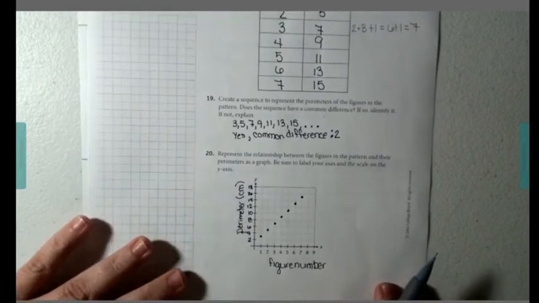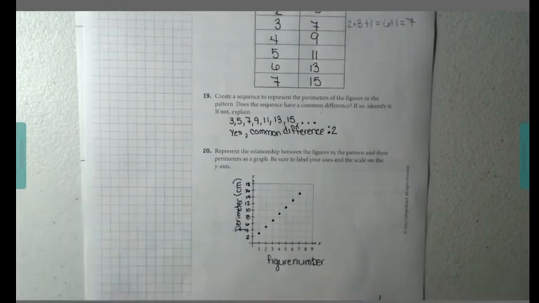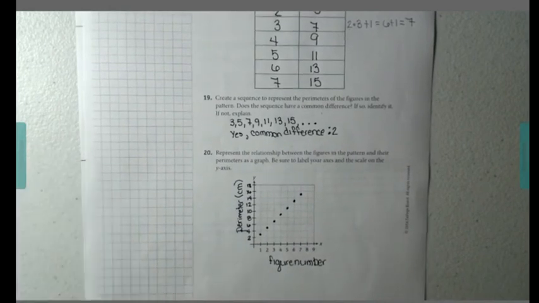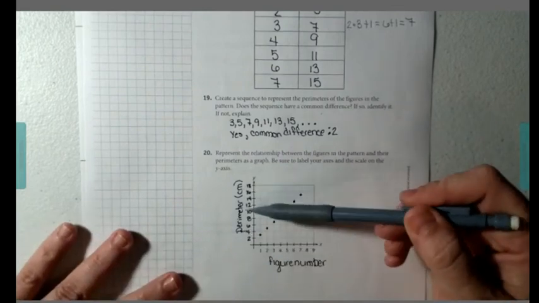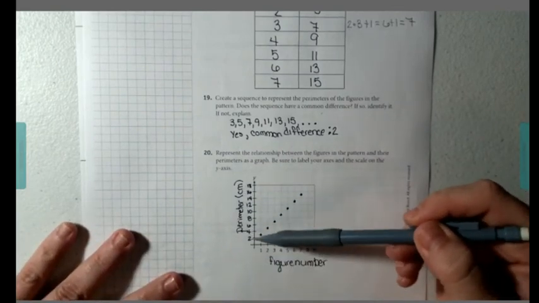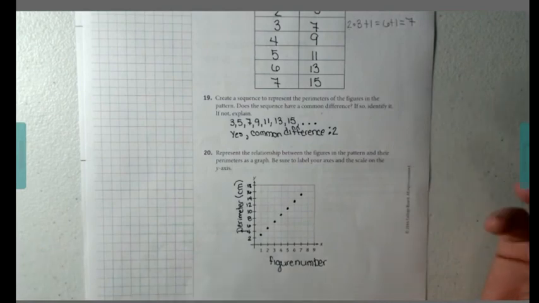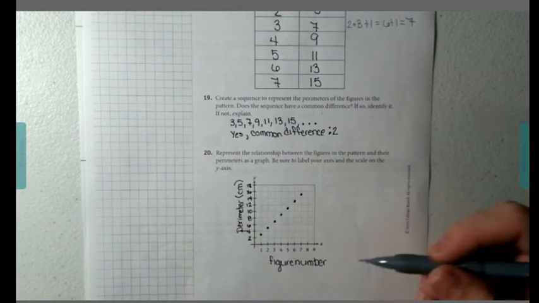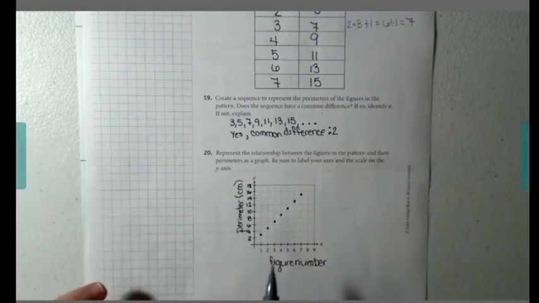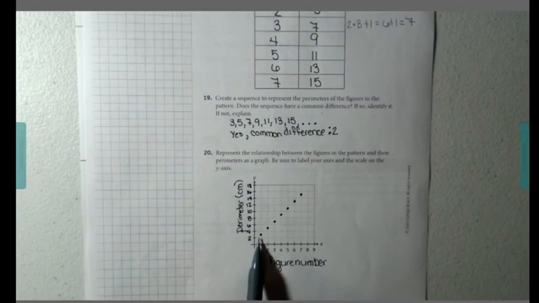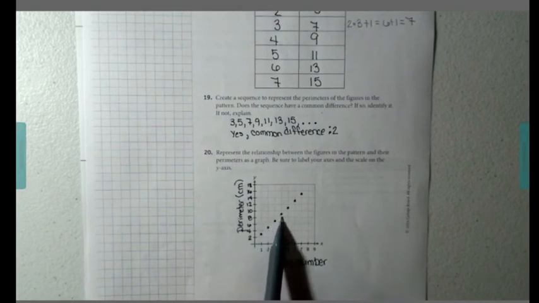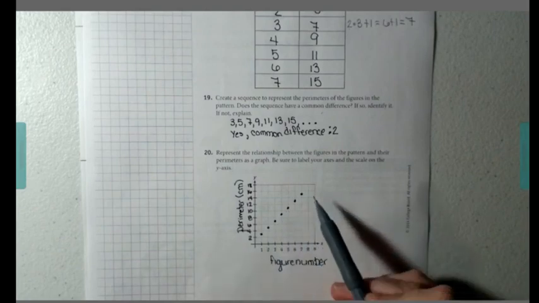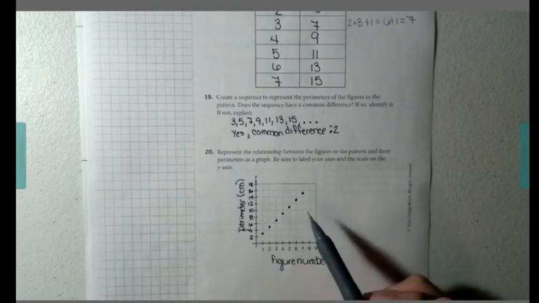Let's take a look at what that would look like in my graph. Whenever I went to graph this, I said my figure numbers were across the bottom, my perimeter in centimeters was along the side, and I did a count of 2. I didn't feel like it was necessary to go by anything bigger, and if I only went by ones, I wouldn't have been able to plot enough. But if you can notice, we start with 3 here, and then it goes 5, 7, 9. Notice what kind of forms along here. It's going to be a line because we have that common difference of 2.